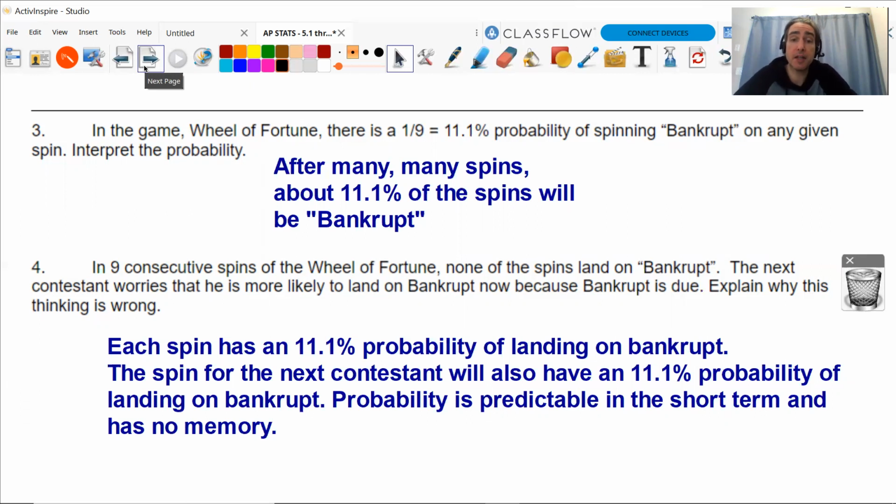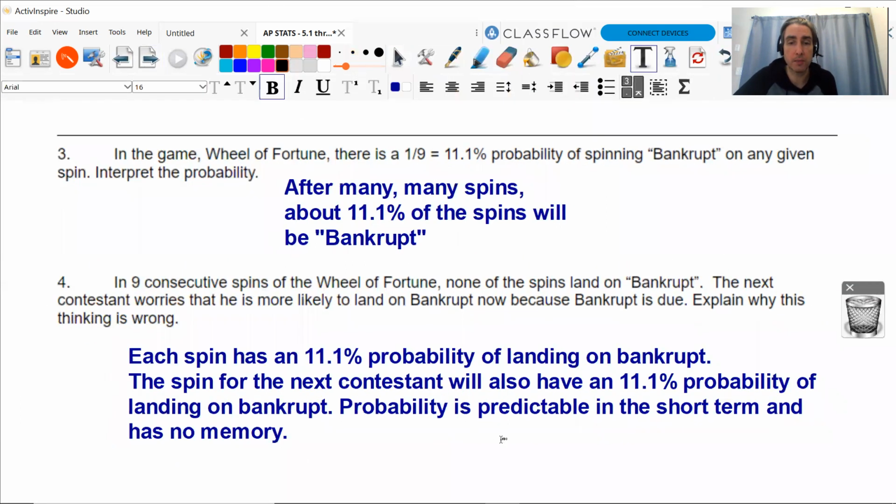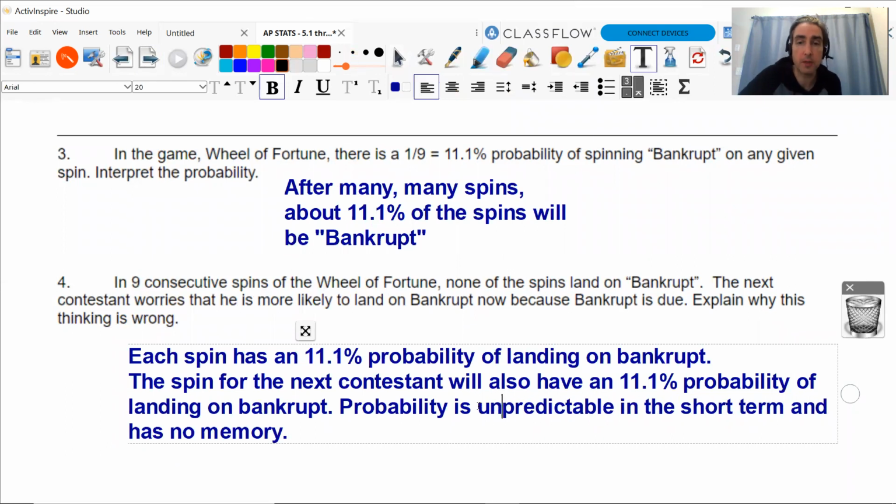The spin for the next contestant will also have an 11.1% probability of landing on bankrupt. There's no memory, and probability is unpredictable in the short term. Got a little typo there, so it's unpredictable in the short term. So thanks, this is a check for understanding for that first lesson here.